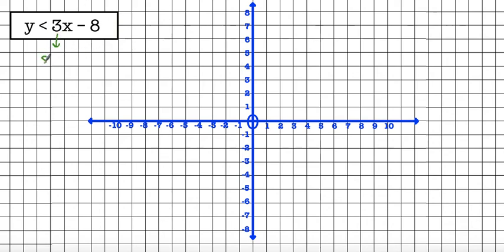This is our slope. So our slope is 3. And our y-intercept is negative 8. So our slope is 3 over 1, and our y-intercept is negative 8. So we're going to start off at negative 8. And because our slope is 3 over 1, we're going to go up 3, 1, 2, 3, and then over to the right 1. And then we're going to keep doing the same thing until we have some points.